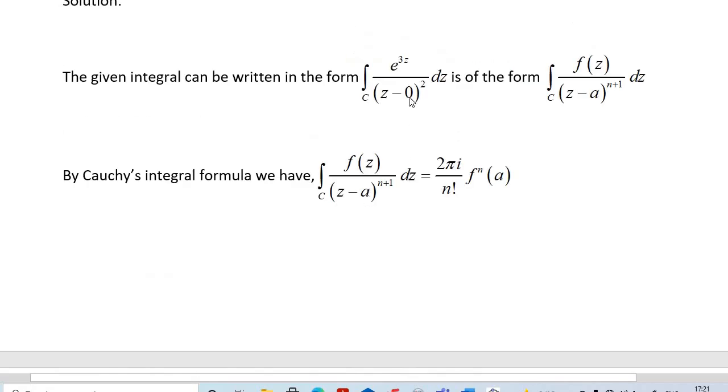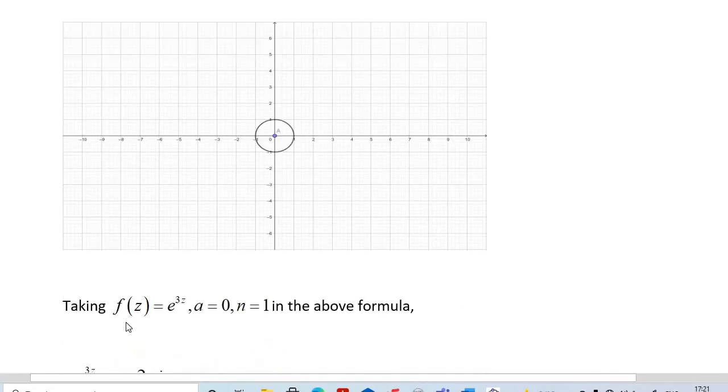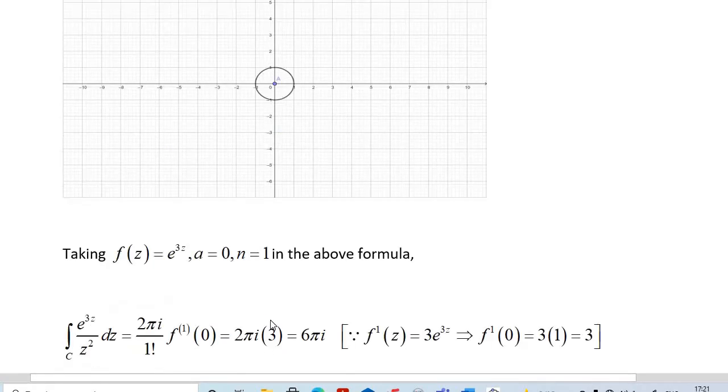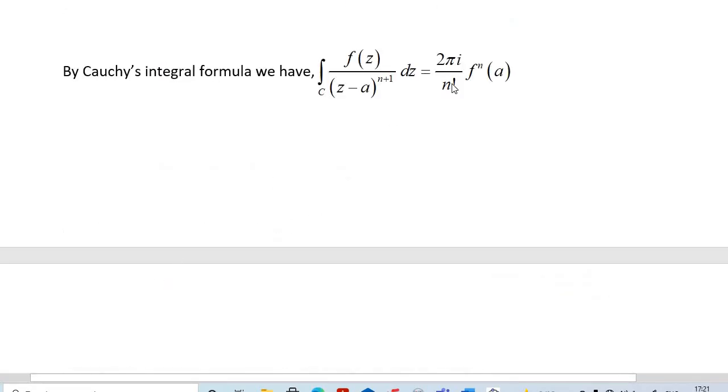a equal to 0 lies inside the circle |z| = 1. a equal to 0 means this point only. We can easily say that this point lies inside the circle |z| = 1. So this I already explained. So observe, n equal to 1, so 2 pi i by 1 factorial f dash of a.